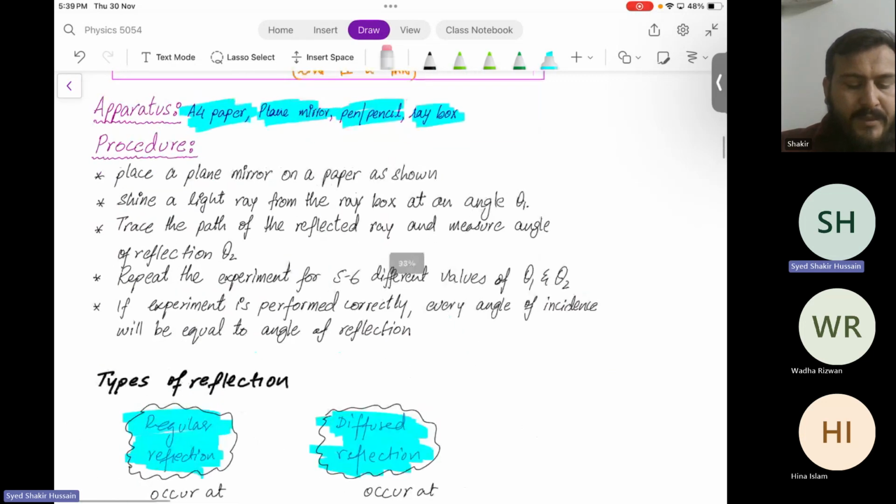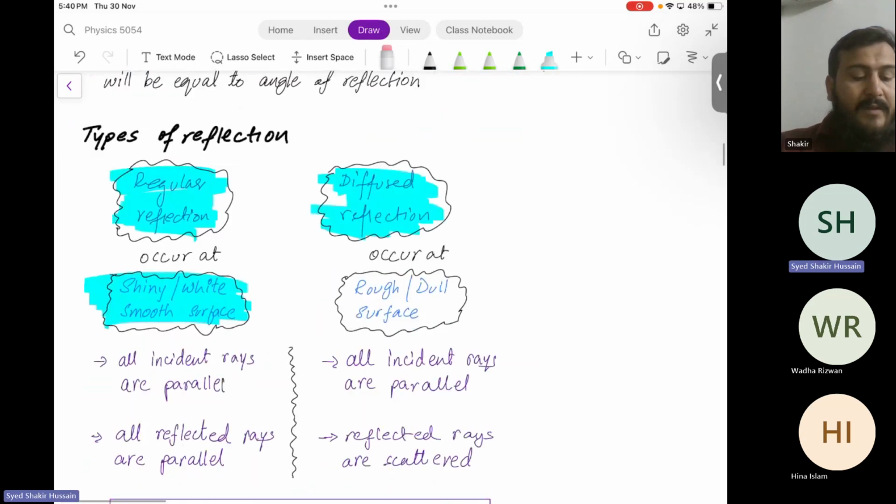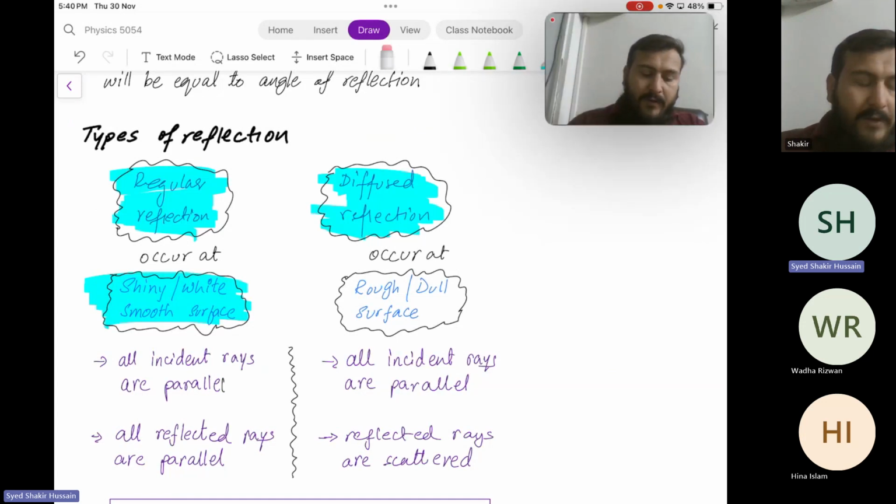All this procedure which I have demonstrated in front of you is written here. So if you have any problem writing it, you can just refer to this. Then you have types of reflection. When we talk about types of reflection, we have two types: number one, regular reflection, and number two, diffused reflection.